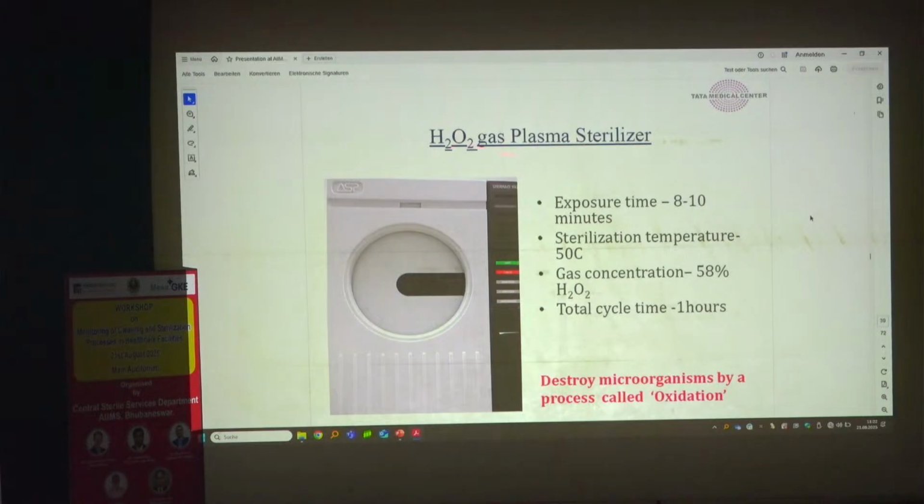So, in hydrogen peroxide gas plasma, exposure time is 8 to 10 minutes, where sterilization temperature is 50 degrees, gas concentration is 58%, and total cycle time is 1 hour. The process of killing the microorganism is called oxidation in this method.